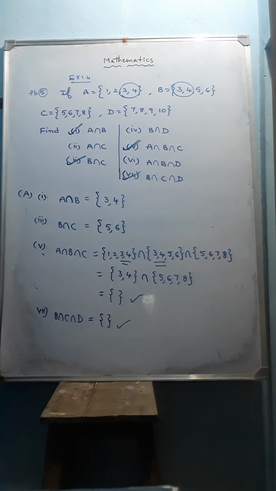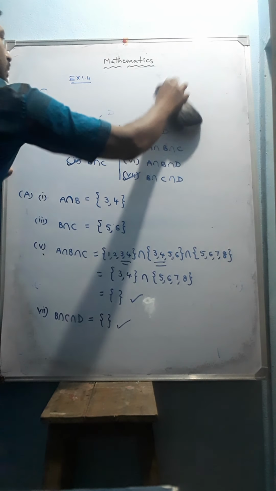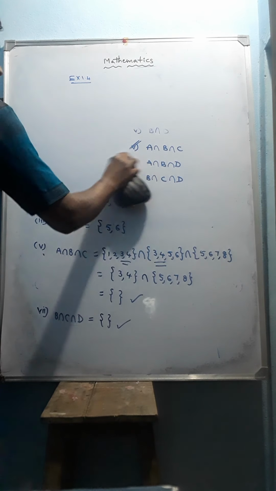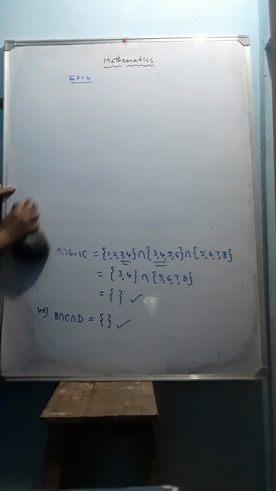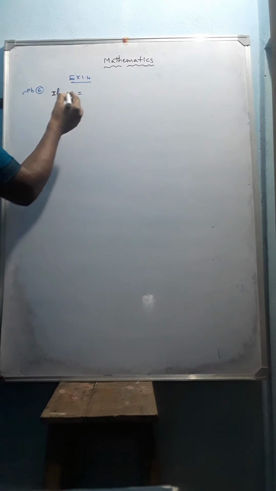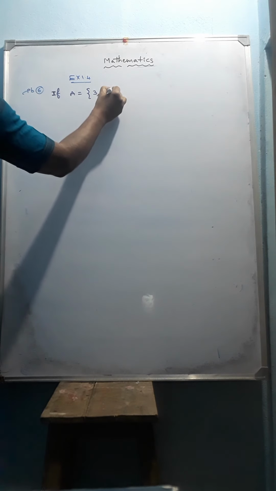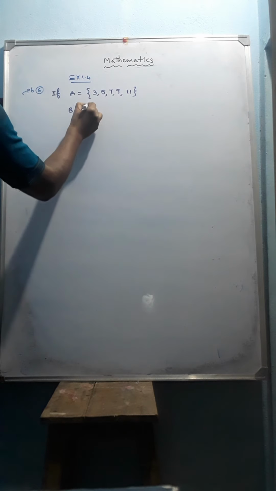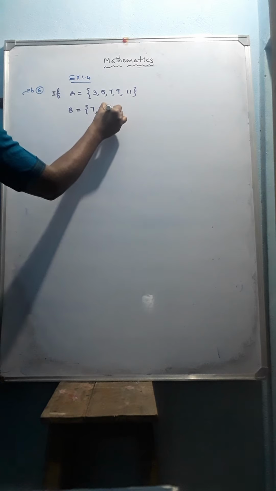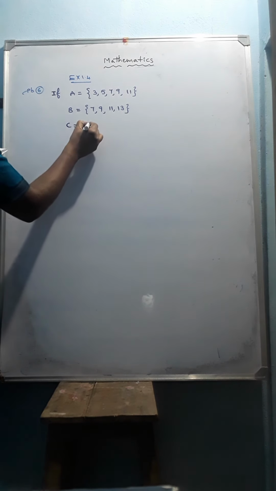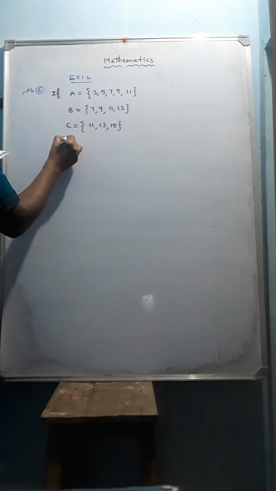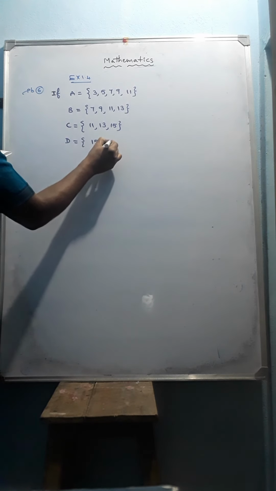Next, problem number 6. If capital A is equal to the set of 3, 5, 7, 9, 11, capital B is equal to the set of 7, 9, 11, 13, capital C is equal to the set of 11, 13, 15, and capital D is equal to the set of 15, 17.